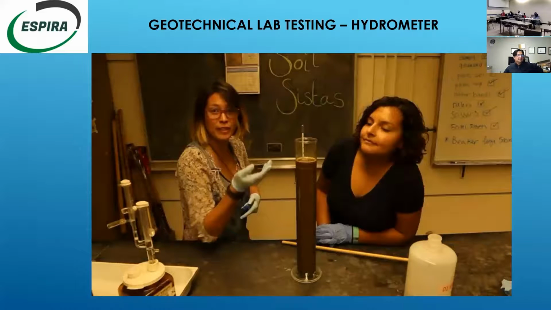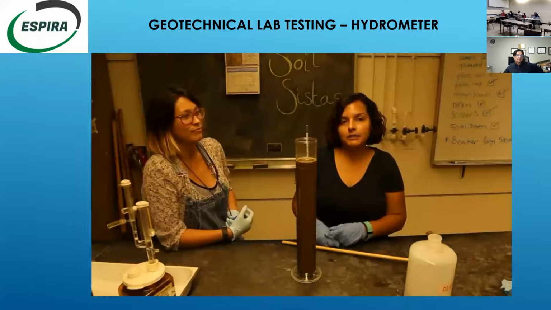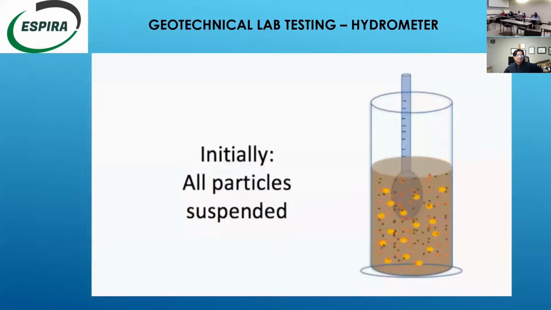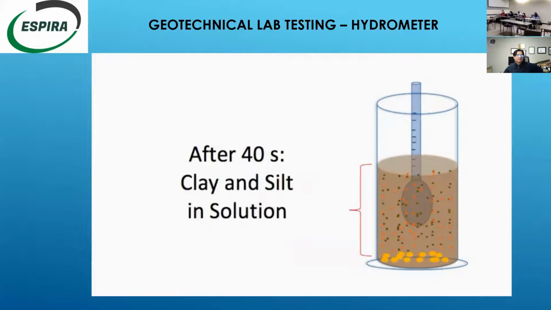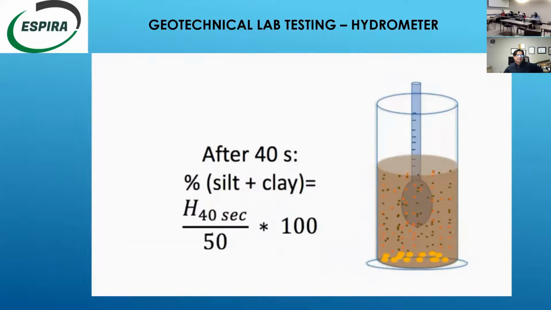That's our reading. This reading gives us the percent of silt and clay that's in solution, because after 40 seconds, the sand has settled out, and only the suspended clay particles and silt particles are what are pushing up on the hydrometer. So this reading we will use in our future calculation.